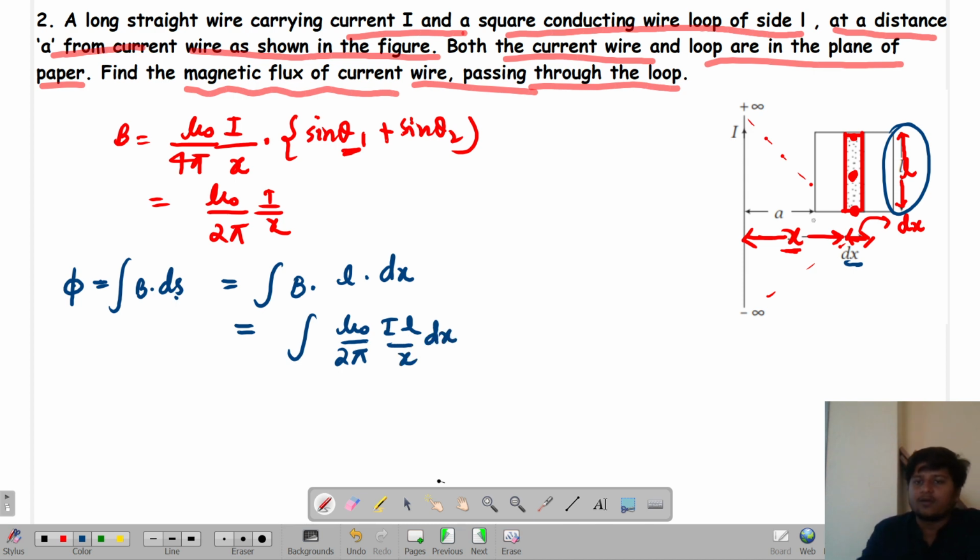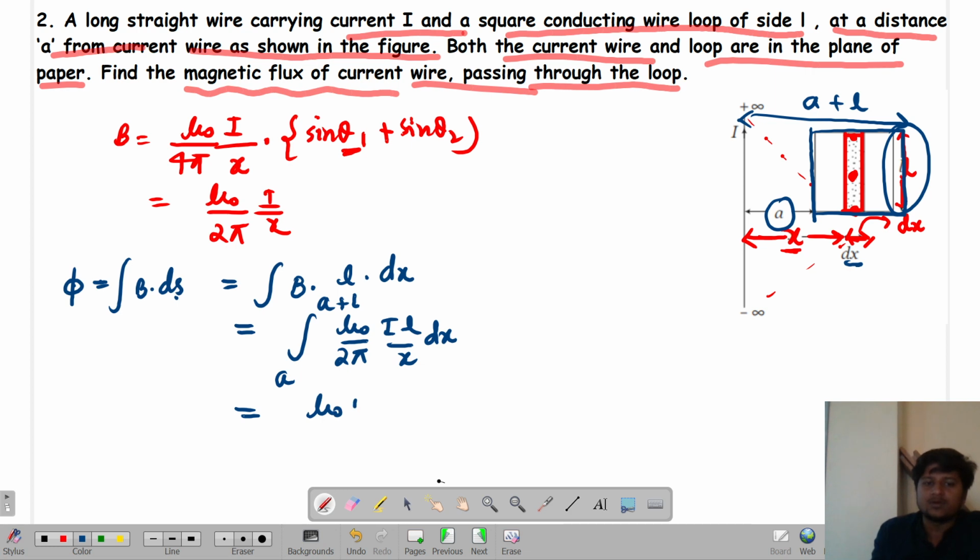Now look over here. From where to where we have to calculate the magnetic field? In this smaller region we have to calculate. From length A to this length is going to be what? A plus L. So this limit should be A to A plus L.